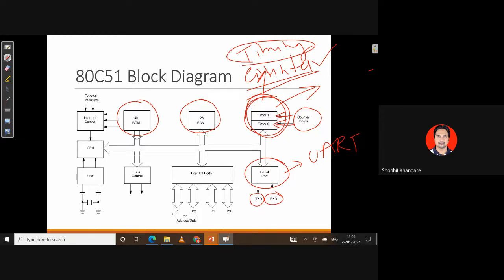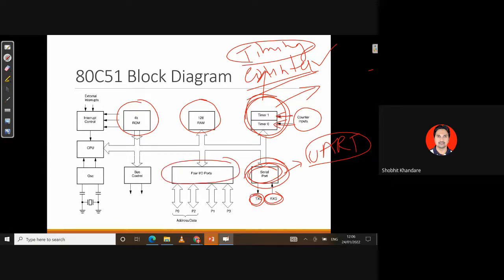Okay, so you know there are two types of transmission, parallel or serial. So under the serial transmission or reception, that is done by serial port, which is also called as UART. Okay, universal asynchronous receiver and transmitter. So for that you have two different dedicated lines for transmitting TXD and for receiving RxD. Next, it has 4 IO ports.